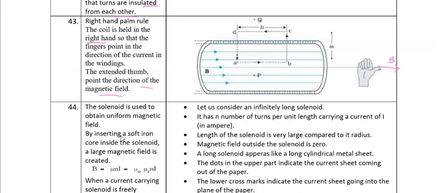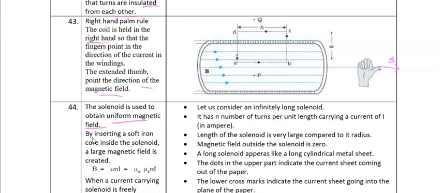So that the finger points out in the direction of the current in the windings, and the extended thumb. So these fingers indicate the direction of current, is it not? So that is the direction of current here. The extended thumb indicates the direction of the magnetic field, right? The solenoid is used to obtain a uniform magnetic field. How? Let us see one by one.